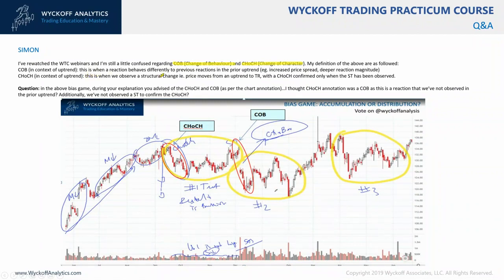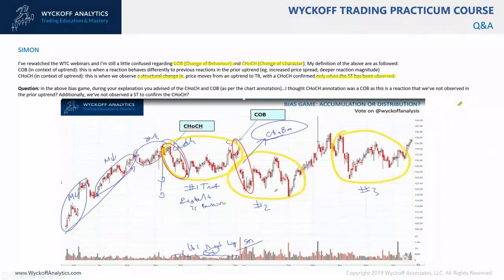This is when we observe the structural change. For instance, price moves from the uptrend with the change of character confirmed only when the secondary test is observed. Correct again. Question: in the above bias games, during your explanation, you advised of the changes of character and changes of behavior as per chart annotation. I thought change of character annotation was the change of behavior, as this is a reaction and will not be observed in the prior uptrend. Additionally, we've not observed the secondary test to confirm a change of character.